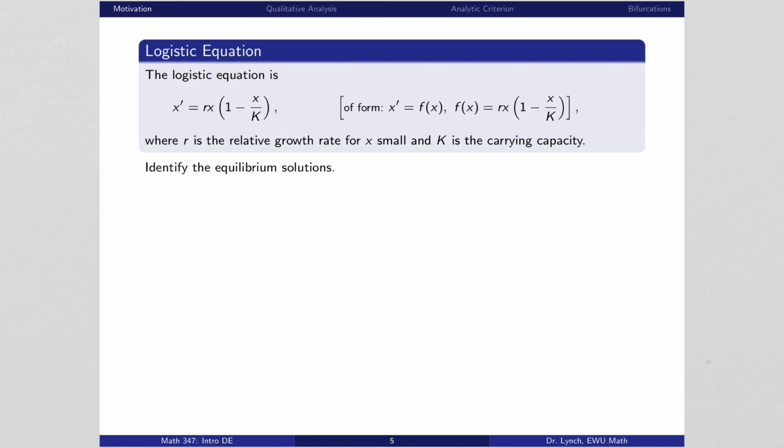Again, this is an autonomous equation. It's of the form x prime equals f of x, where f of x in this case is just a quadratic in x. Okay, so we've seen autonomous equations a little bit before.